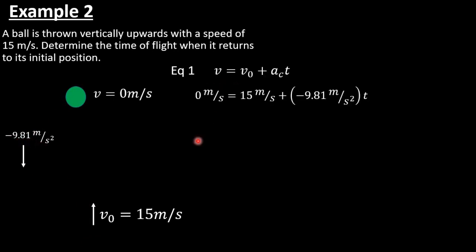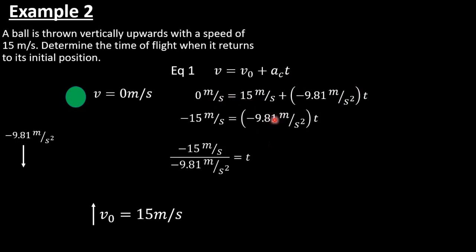We need to use that equation again. We substitute the numbers in, so v was 0 meters per second, v0 was 15 meters per second, ac was minus 9.81 meters per second squared, and t is what we're trying to find. Then subtract that from both sides, then divide both sides by minus 9.81 meters per second squared. The minuses cancel out, the m's cancel out as well, and the squared there will cancel out as well, just leaving us with seconds. So we'll be left with 15 seconds over 9.81, which gives us 1.53 seconds. So it takes it 1.53 seconds to go from the bottom here to the top where the velocity is 0.